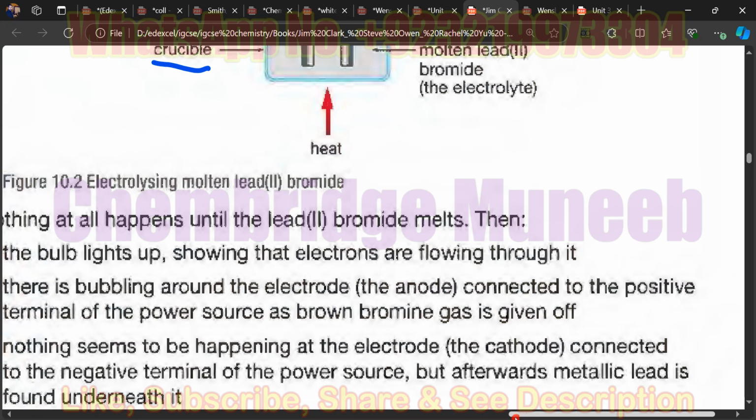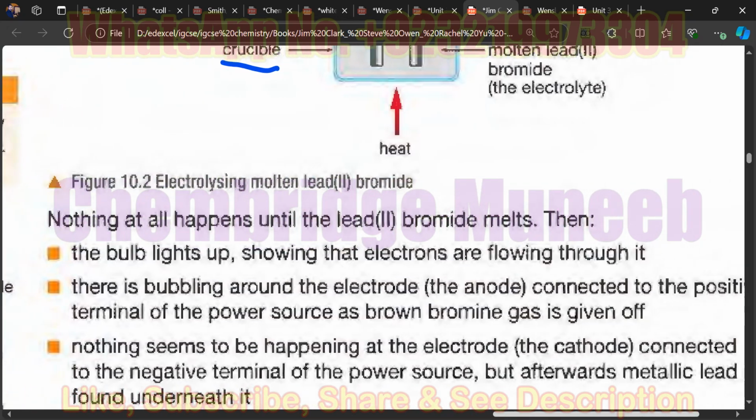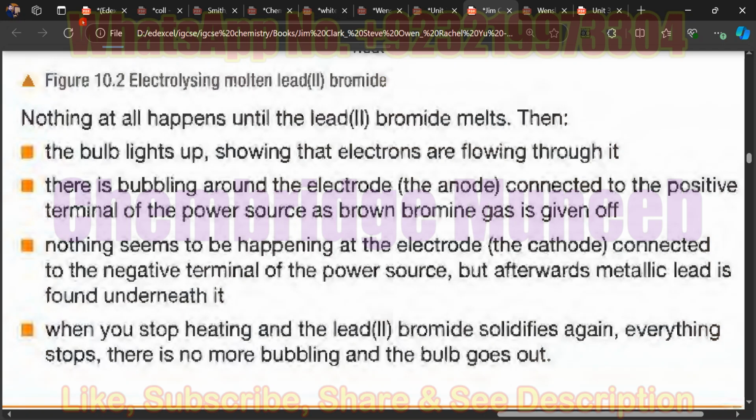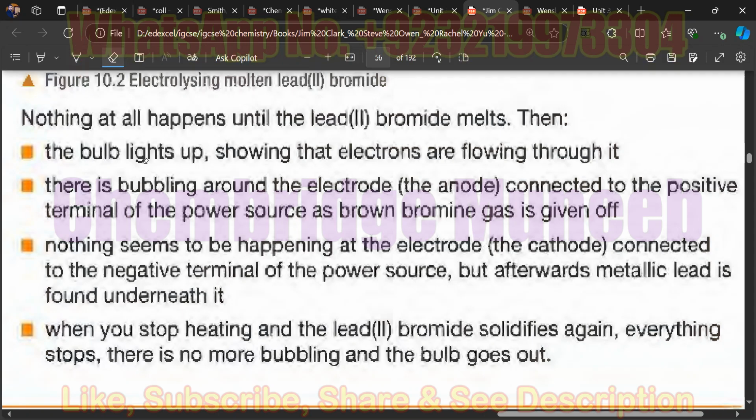Now we will need to understand the chemical reactions taking place as a result of this electrolysis. Number one is the light bulb.